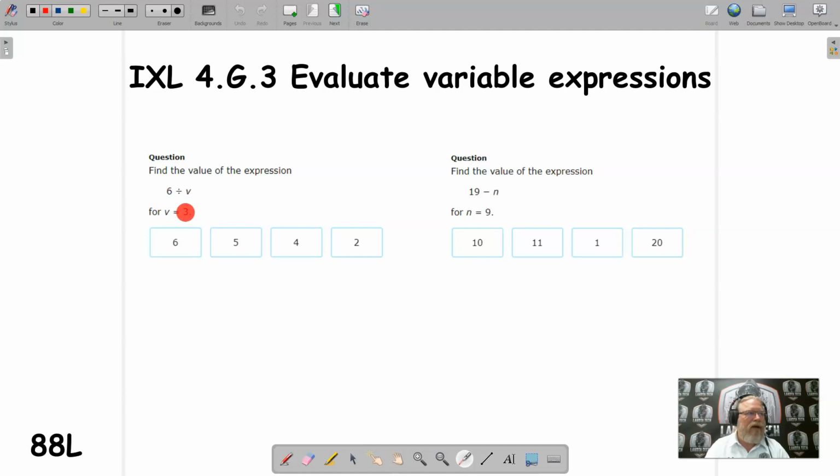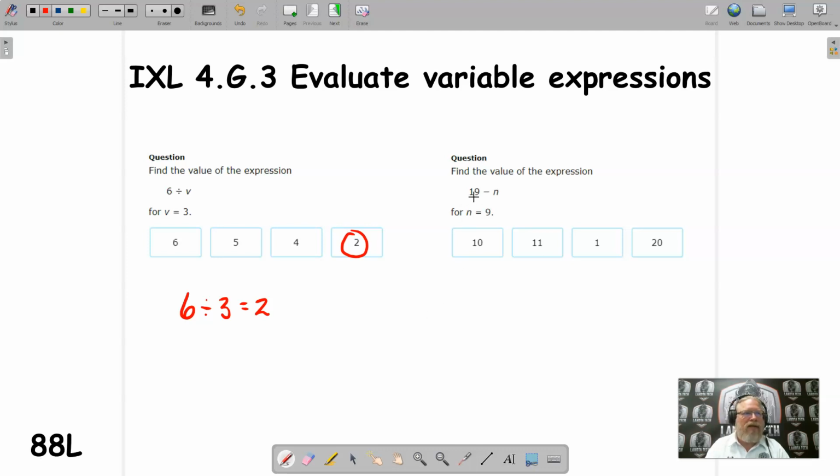Well, what if v were equal to 3? That simply means to take the value of 3 and substitute it into the expression for the value of v. So instead of 6 divided by v, we would have 6 divided by 3. 6 divided by 3 is equal to 2. So the correct answer for the first problem would be 2.